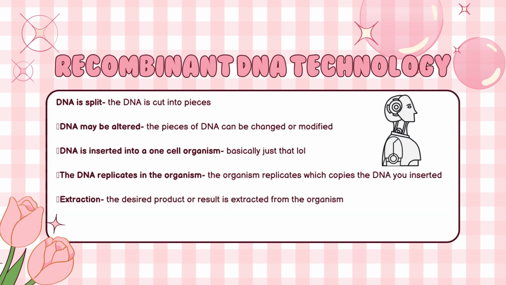Now let's get into recombinant DNA technology. DNA is split, so it's basically cut into pieces and it's altered and modified. Then the DNA is inserted into a one-cell organism, and then it replicates the DNA you just inserted. And the final result is the desired product will be extracted from the organism.